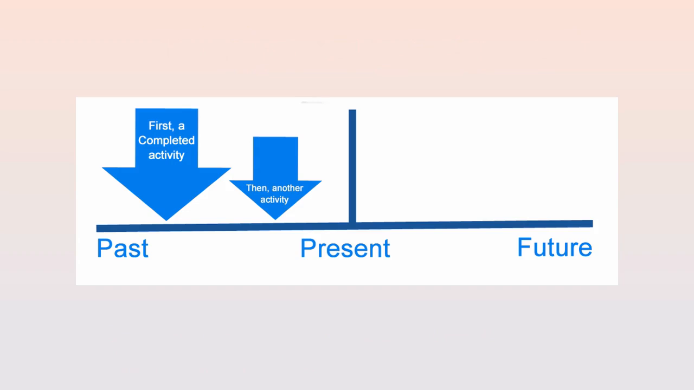Now see, these two are events in the past. This activity was completed before this activity took place. So these will be included in the past perfect tense.